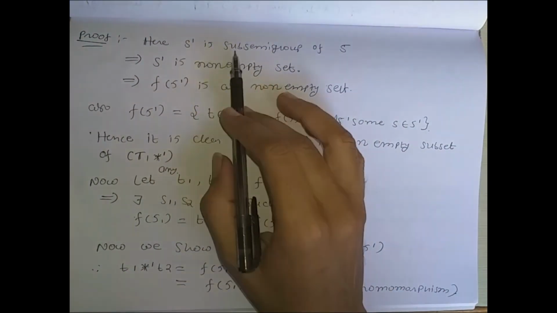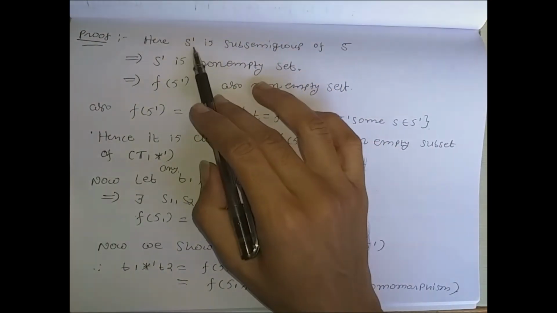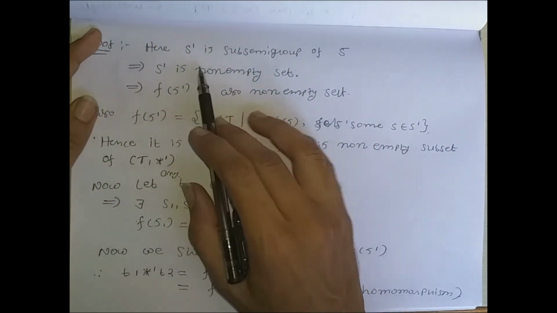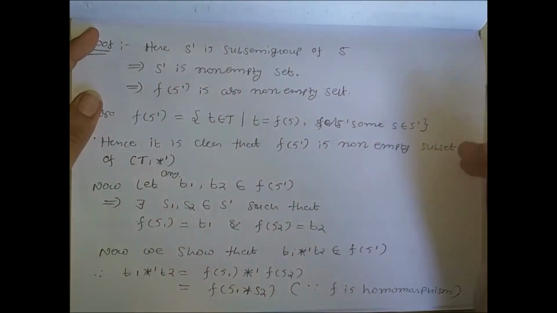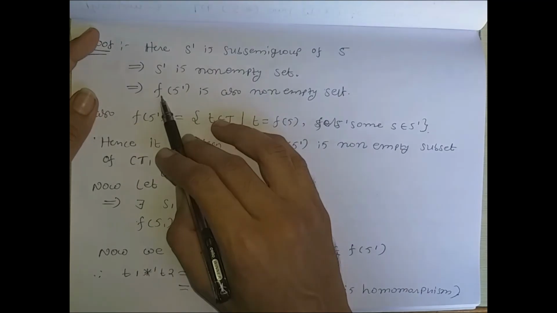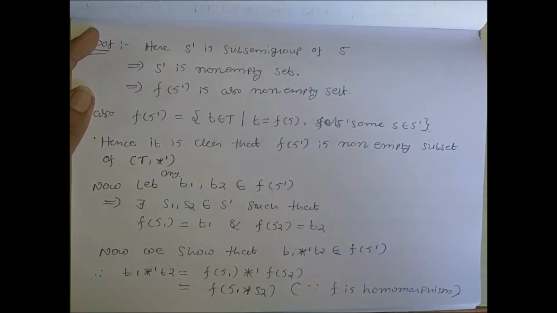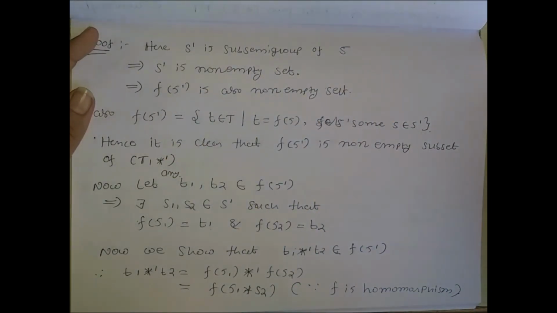Here S dash is a subsemigroup of S. It is a subsemigroup of S. This implies that S dash is a non-empty set. Now S dash is a non-empty set. This implies that the image of S dash under the function f, that is f of S dash, is also a non-empty set. Okay. So f of S dash is a non-empty set.